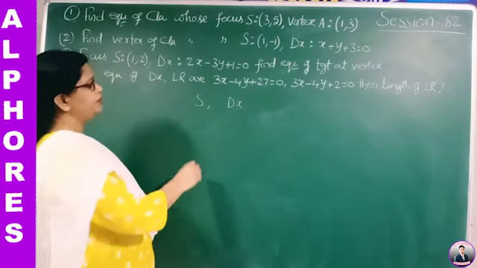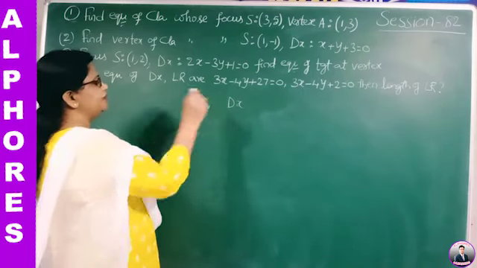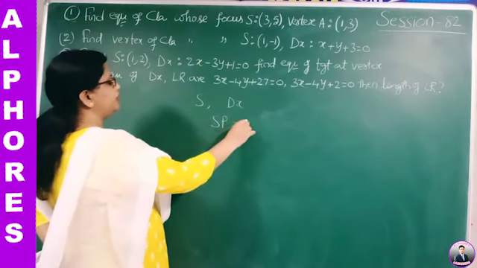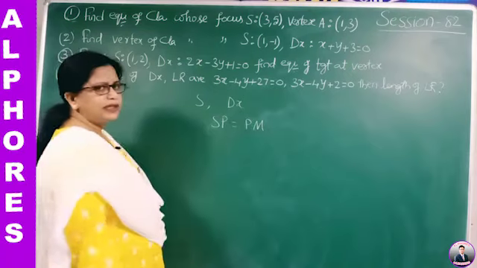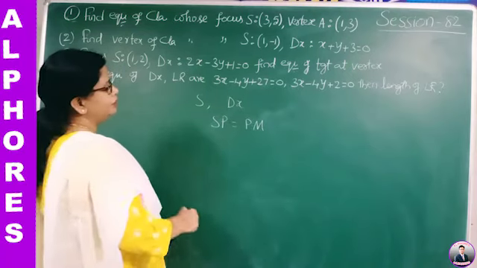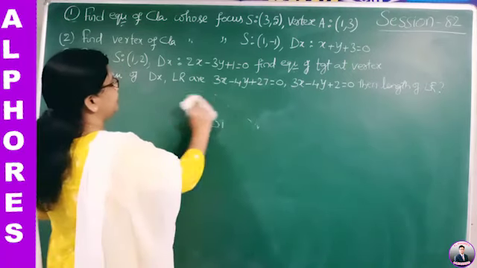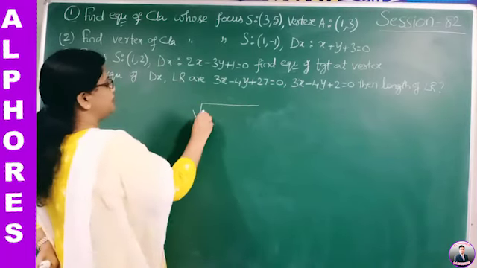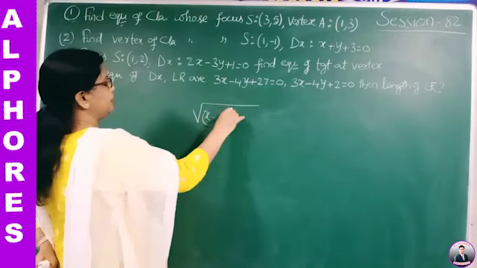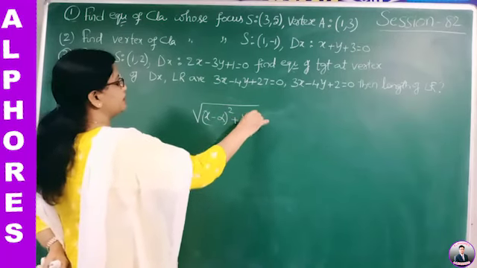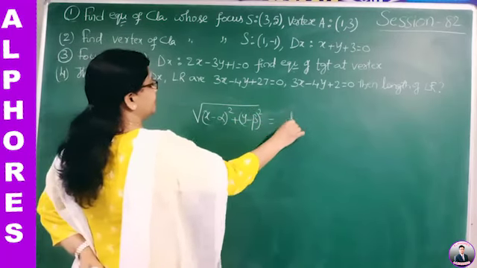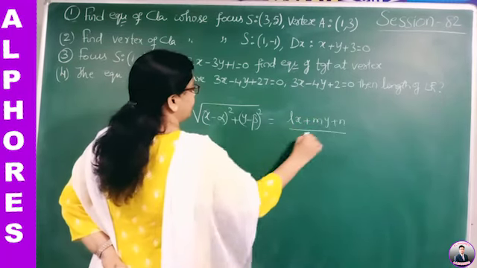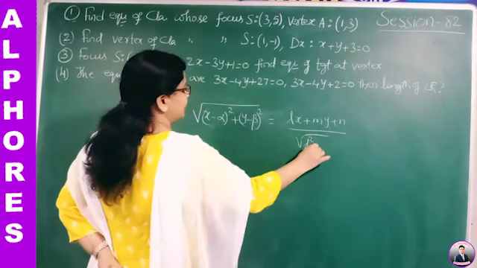Of course, all of you know very well, when the focus and the directrix equation are given, the equation of the parabola comes simply from the formula SP equal to PM. That means whenever you observe an equation of this model, that is, the square root of (x minus alpha) whole square plus (y minus beta) whole square is equal to (Lx plus My plus n) divided by the square root of L square plus M square.